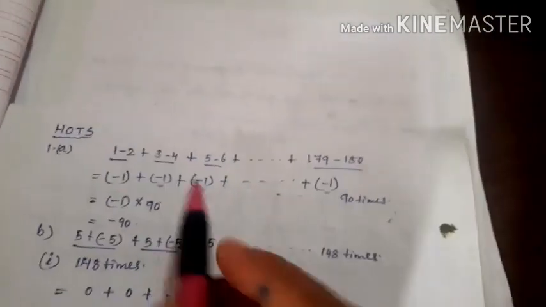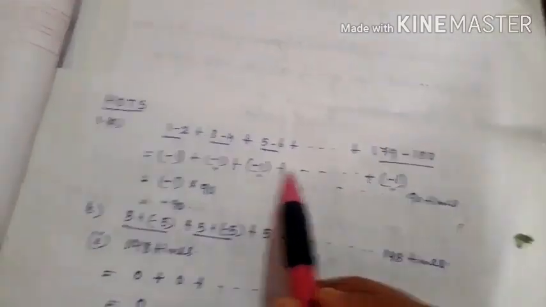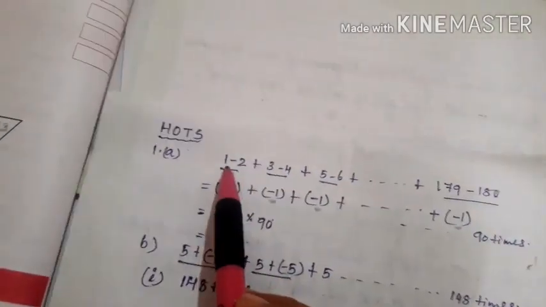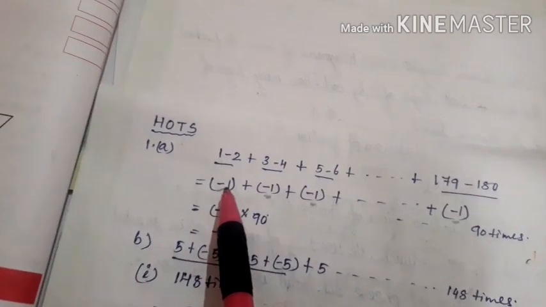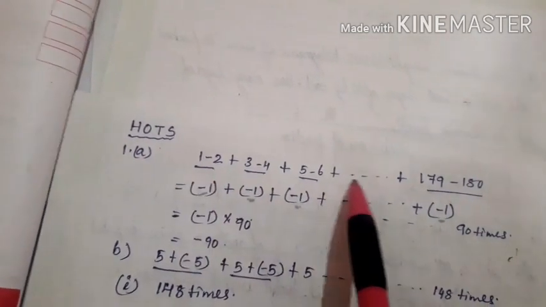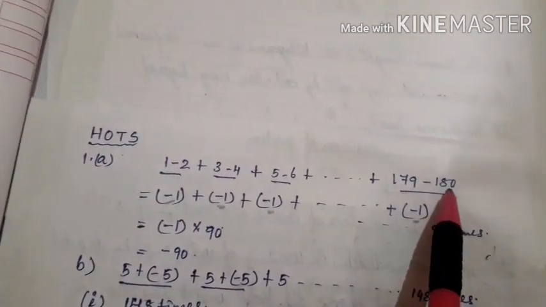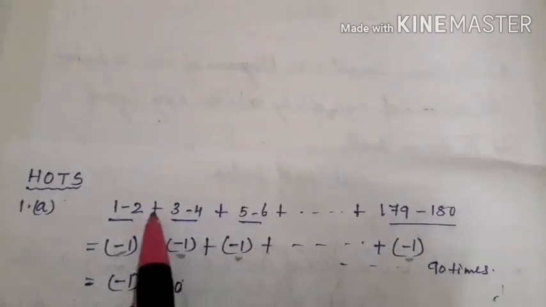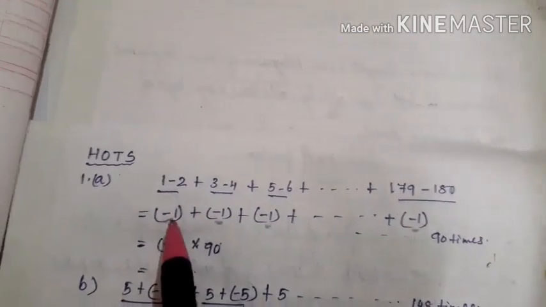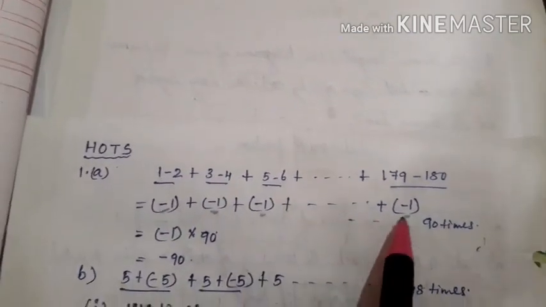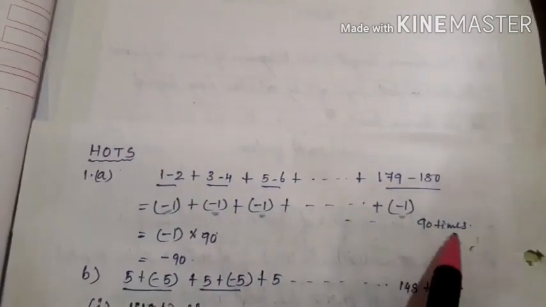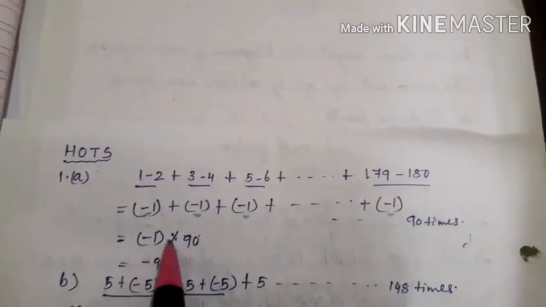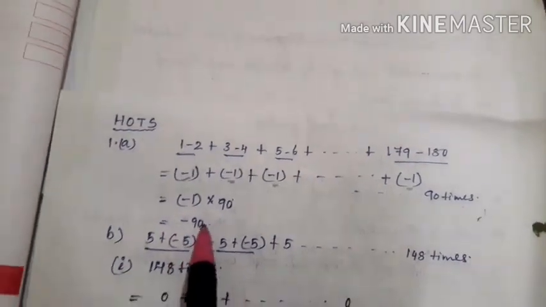-1. Then how many times does -1 come? See, in 2 digits we will get 1 digit, and these numbers are written up to 180. It means if you take half of the numbers, that many times -1 will come. It means -1 will come 90 times, that is -1 into 90, which is equal to -90. -90 is your answer.